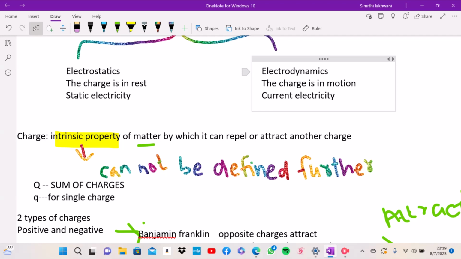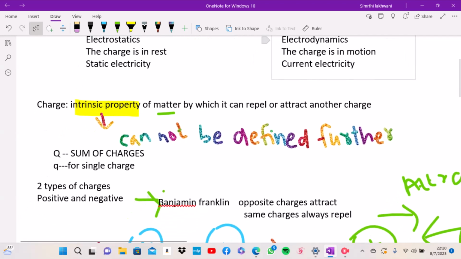If I say to you, that is a pencil, you say, what is a pencil? You are right, but still I can't define it further, right? So this is an intrinsic property of matter by which it can repel or attract another charge, right?